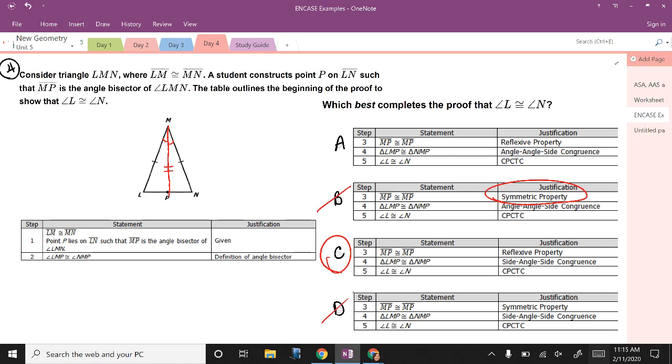So y'all work on these proofs. Some of them are more challenging than others. So I don't care where you start, you skip around. This is just practice. You will have proofs on this test. So it's important that we practice our proofs. There will be proofs on this test.